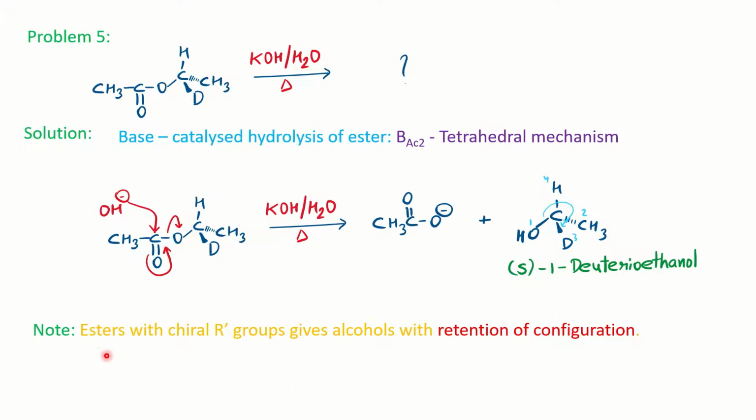And this is again, you can make a note, the esters which are having the chiral group give the chiral alcohols with the retention of configuration, right, via tetrahedral mechanism.